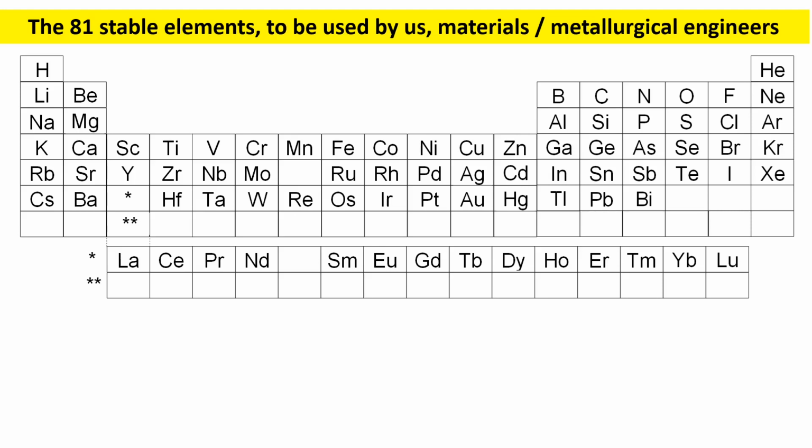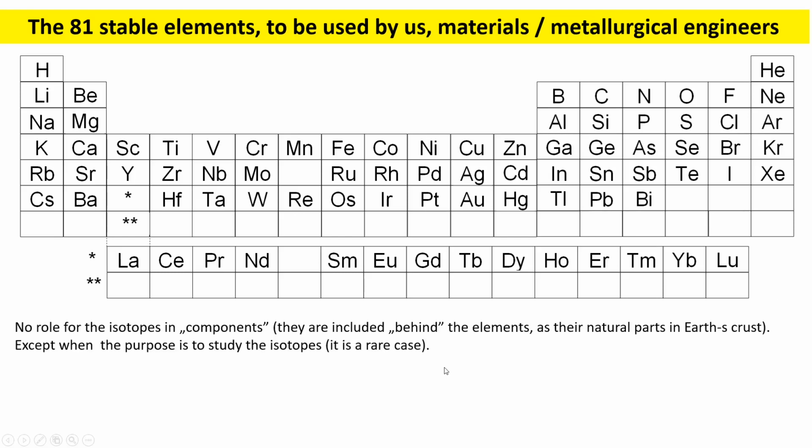Now let me show to you the same periodic table as I showed before, but this time I show to you only the chemical symbols for those 81 stable elements which can be used by us, materials and metallurgical engineers. You remember element number 1 is hydrogen, element number 83 is bismuth, and we have 2 problematic elements here which are radioactive. That's why we have 83 minus 2, 81 stable elements. And all the elements after bismuth, starting from number 84, all of them are radioactive. They are useless for us.